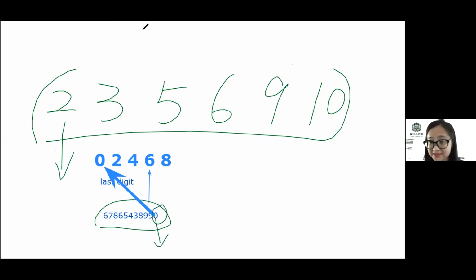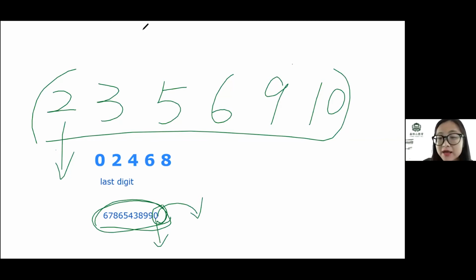So yes, we can divide it by 2, understand? Because yes, 0 is an even number. We don't use 0 to divide by 2; we use the whole number divided by 2. We use the last digit to determine whether we can divide it by 2. If the last digit is 0, 2, 4, 6, or 8, it can all be divided by 2.